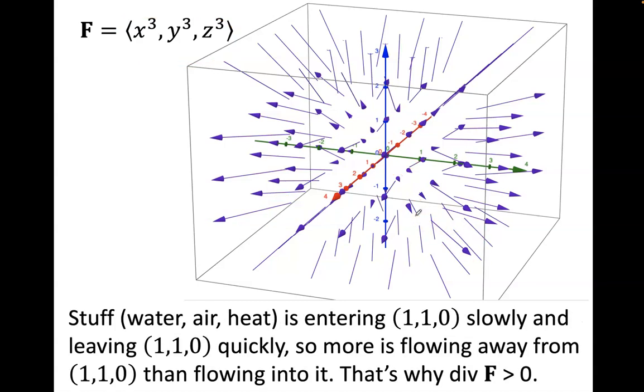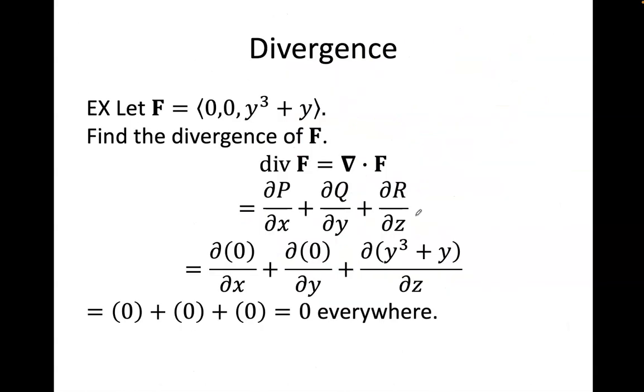So in other words, stuff, whether we're looking at the flow of water or air or heat, is entering 1, 1, 0 slowly and leaving 1, 1, 0 quickly. So more is flowing away from 1, 1, 0 than flowing into it. That's why the divergence of F is greater than 0.